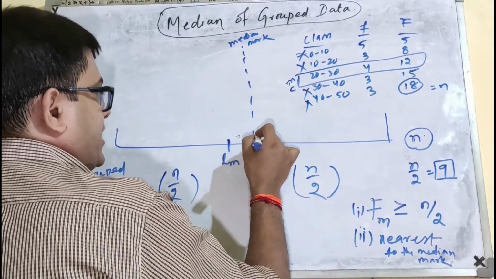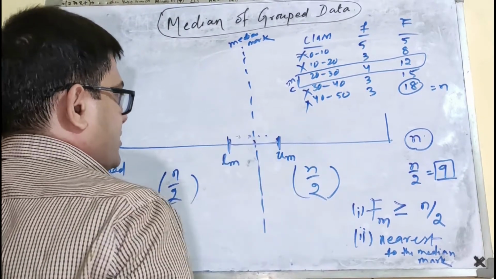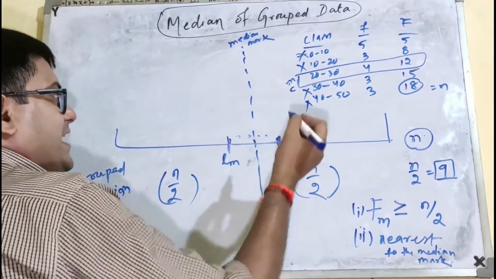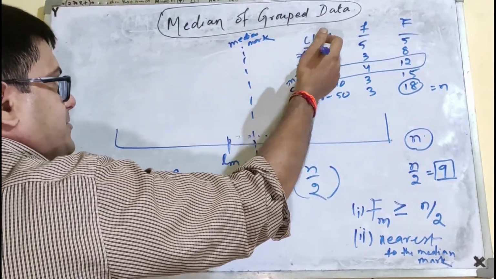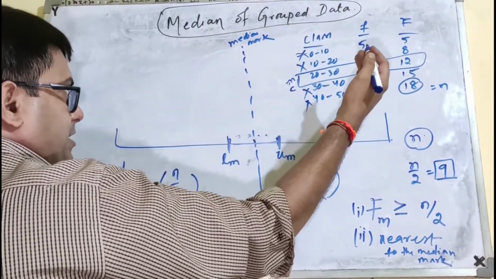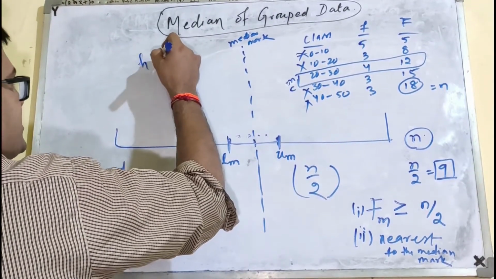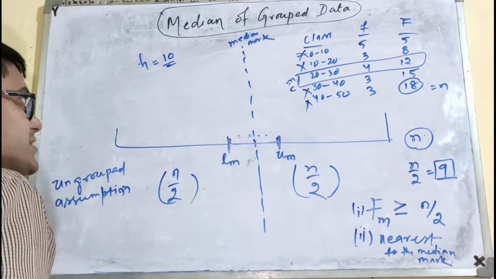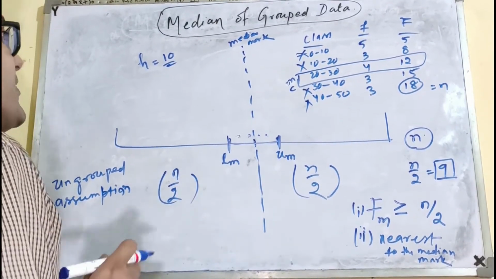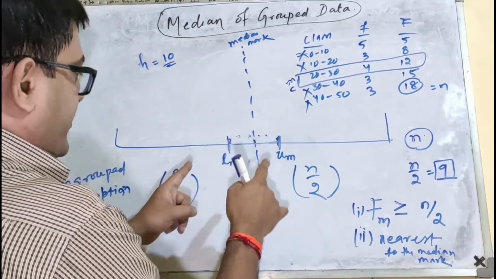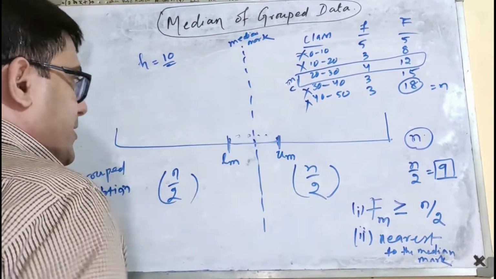We have to assume that they are equally spaced over the median interval, or the class interval, which is h. Let us say that the class interval is h. What is the class interval? It is basically the upper limit minus the lower limit, which is h, that is 10 here in our case. It is also called the class size, that is basically the width of the class found by subtracting the lower limit from the upper limit.